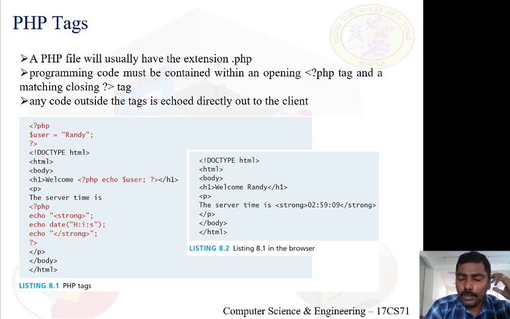All that code needs to be enclosed within the PHP tag, that is, angle bracket question mark php. It's an opening tag, and the PHP script should be within this, and there should be a matching closing tag, question mark angle bracket. So any code within these tags will be executed, and the output will be returned to HTML. Any code outside the tags is directly echoed to the client, that is, directly echoed to the HTML source file.